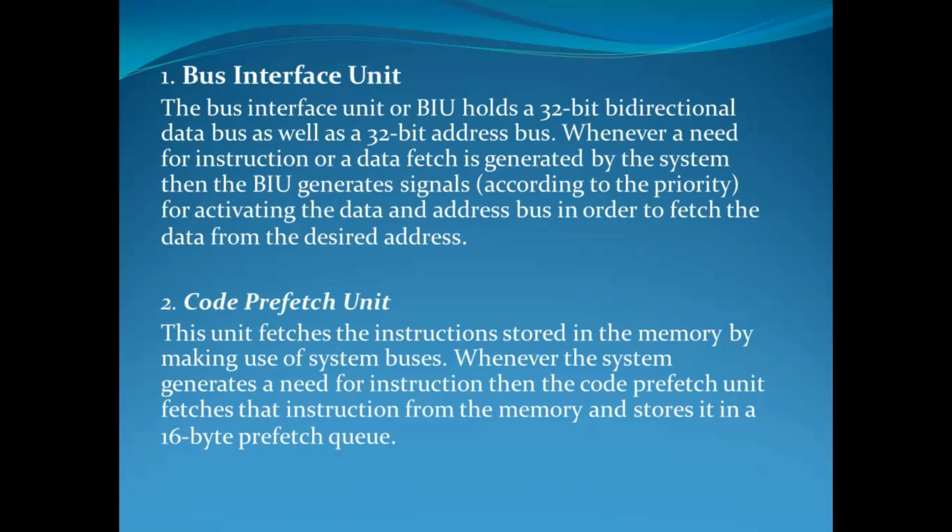The second part is the code prefetch unit. This unit fetches the instructions stored in memory by making use of the system buses. Whenever the system generates a need for an instruction, the code prefetch unit fetches that instruction from the memory and stores it in a 16-byte prefetch queue. So to speed up the operation, this unit fetches the instructions in advance and the queue stores these instructions.